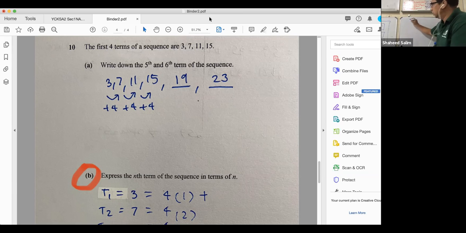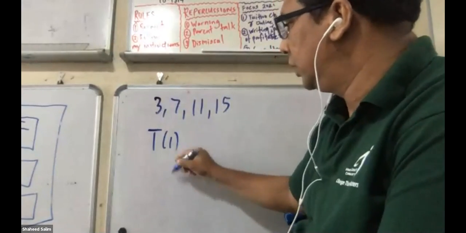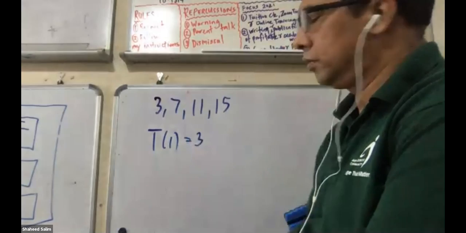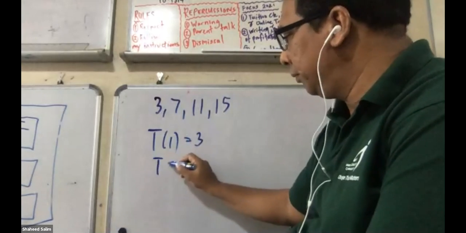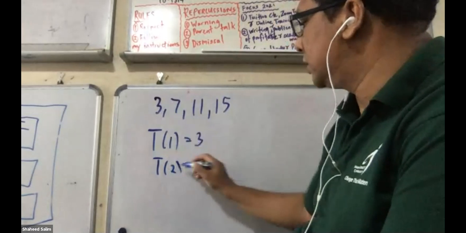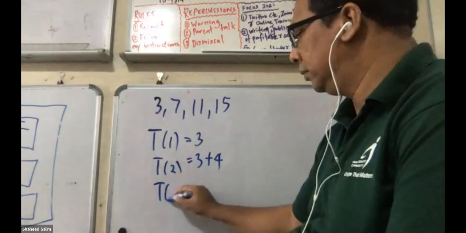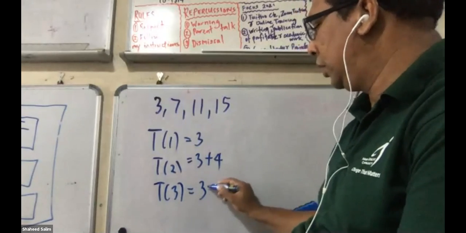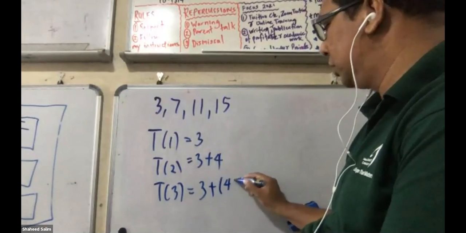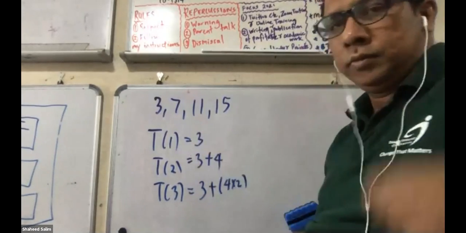Just write it here. 3, 7, 11, 15. So the first term is 3. Second term is 7. 7 is 3 plus 4. Third term is 3 plus 4 times 2. 4 times 2 is 8. 8 plus 3 is 11.